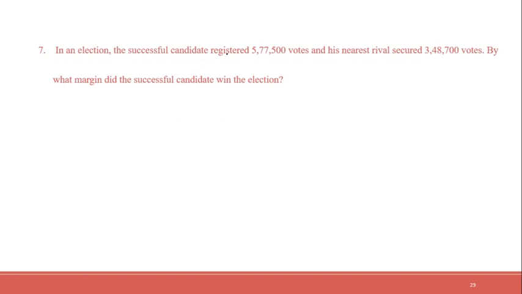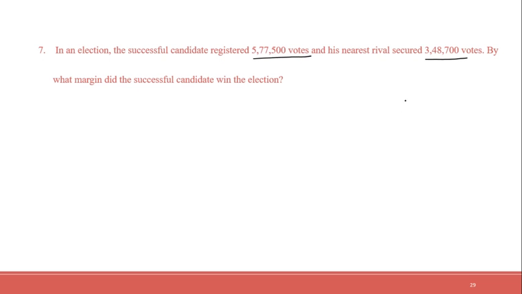In an election, the successful candidate registered 5,77,500 votes, and his nearest rival secured 3,48,700 votes. By what margin did the successful candidate win the election?